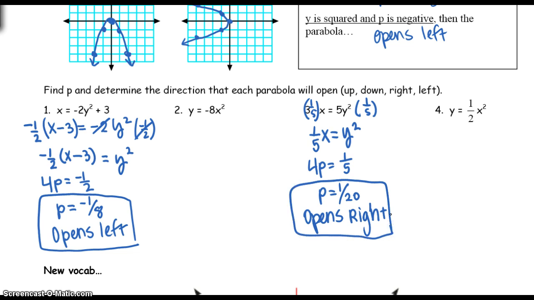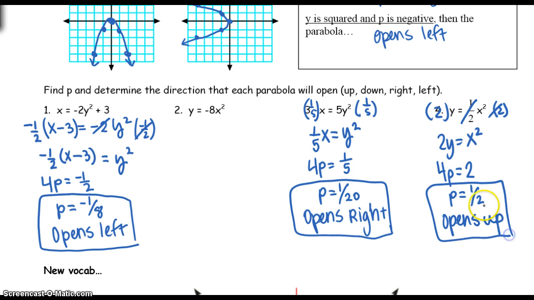So on number 4, remember, we want to get the squared term alone. So what I'm going to do here is multiply both sides by 2 like this. So 2y then will equal x squared. Now, it's x squared, so it's either opening up or it's opening down. So let's find our p-value first. So if 4p equals 2, and we divide by 4 on both sides and reduce, we'll get p as 1/2. So it's either opening up or down, but this is positive, so it opens in the positive way, so it's going to open up.